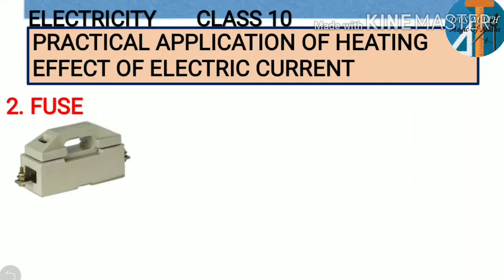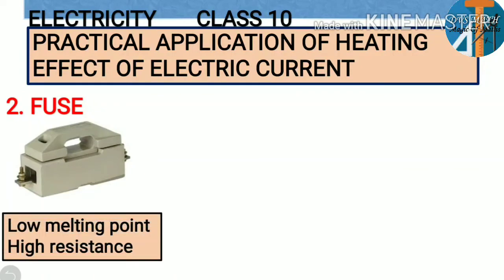You all know the fuse, right? It is used in our households. Here the fuse also has two important properties, that is low melting point and high resistance, which is the reverse of the bulb. If you remember the properties of the bulb, you reverse it. There low resistance, here high resistance. In the bulb it is high melting point, here it is low melting point.